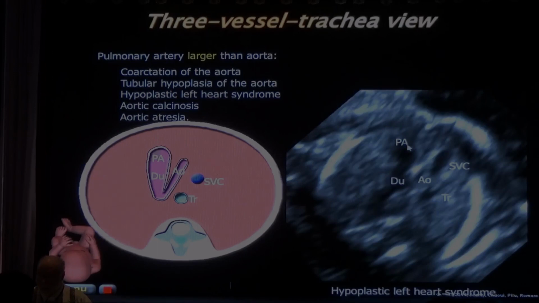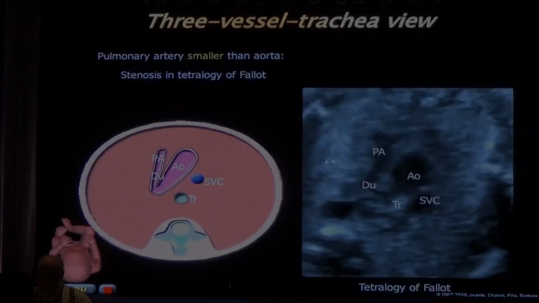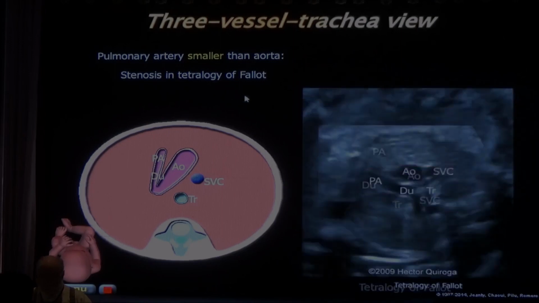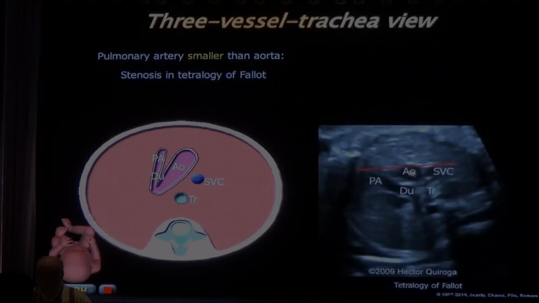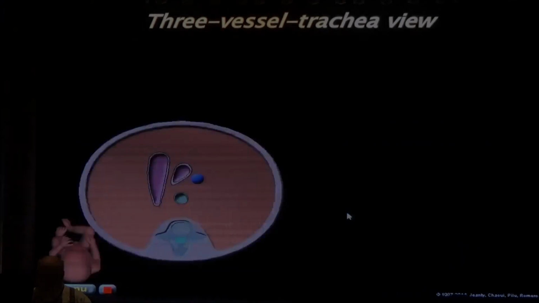Here again we have a large pulmonary and the aorta that is very small, again hypoplastic left heart syndrome, and you see that the aorta is in retreat compared to this line that we described earlier. This is the opposite. Now we have a thin pulmonary and a large aorta, and this is what we have in tetralogy of Fallot. Here we have an aorta that is slightly ahead of this line, and this is a more benign form of tetralogy of Fallot also.